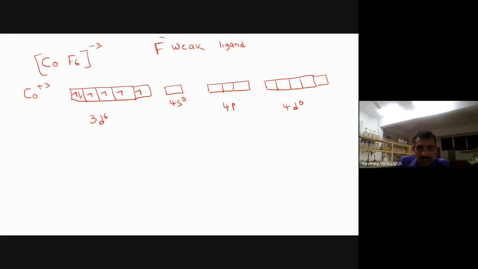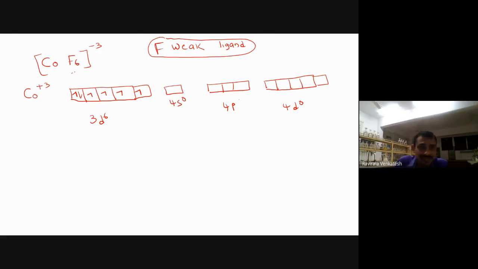Now, fluorine is a weak ligand, right? In the presence of a weak ligand, pairing never takes place. This electron never comes like this, this never comes like this, it never happens. So the diagram looks the same as that only.